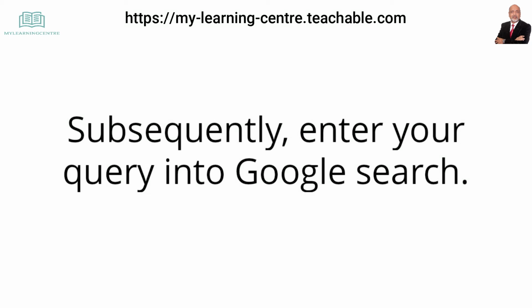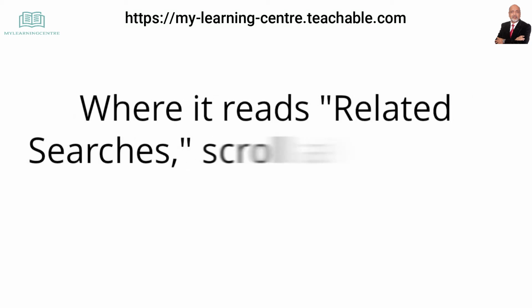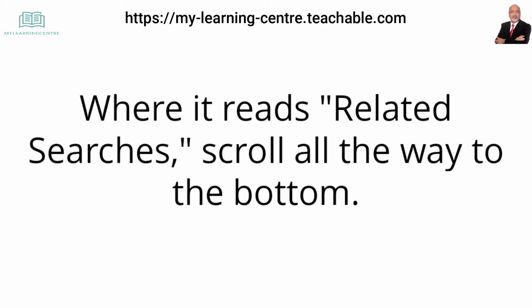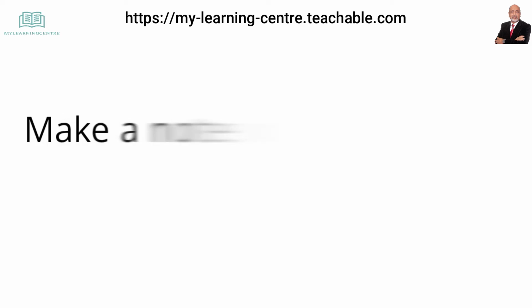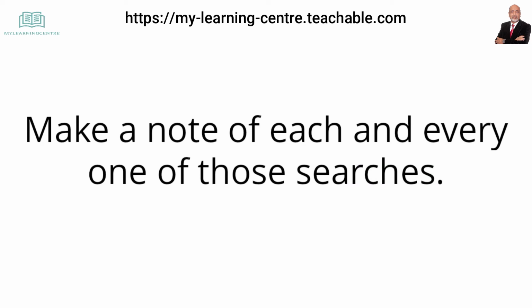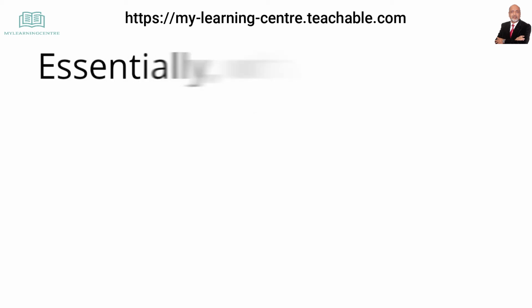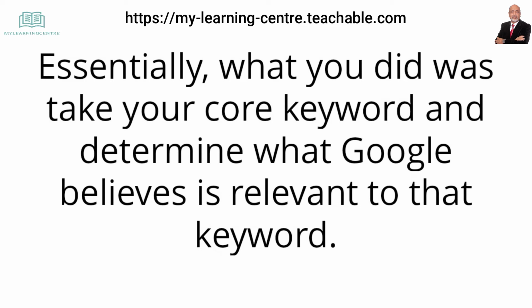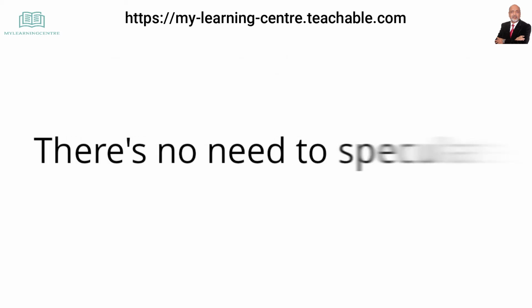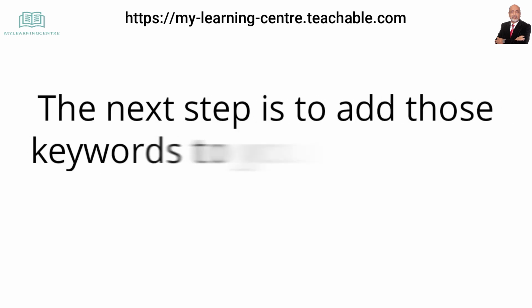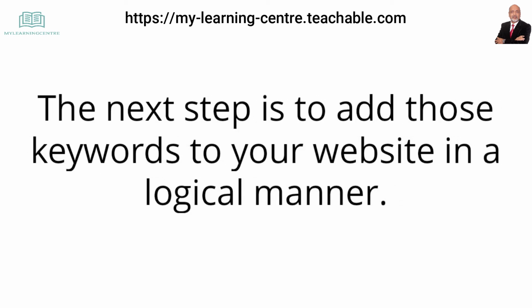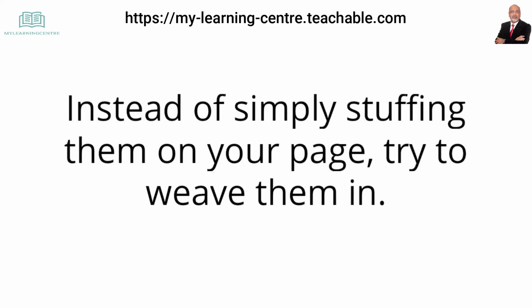Subsequently, enter your query into Google Search, where it reads related searches. Scroll all the way to the bottom. Make a note of each and every one of those searches. Essentially, what you did was take your core keyword and determine what Google believes is relevant to that keyword. There is no need to speculate. The next step is to add those keywords to your website in a logical manner. Instead of simply stuffing them on your page, try to weave them in.